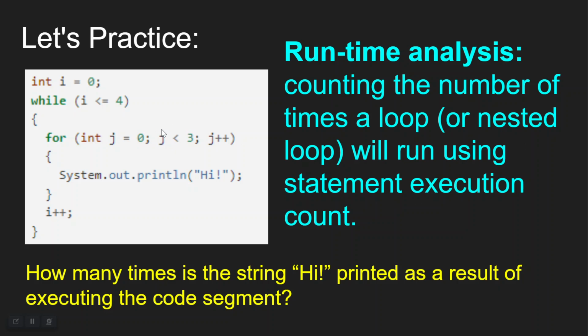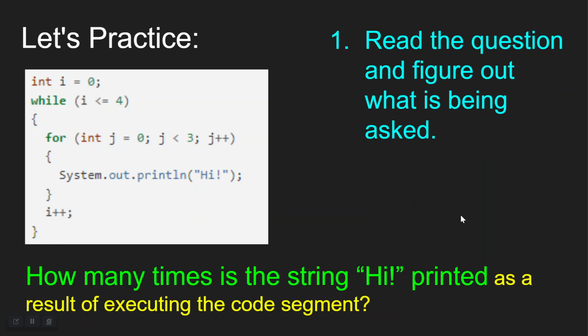Sometimes we might have nested loops, and if we have nested loops, again, we're just basically counting how many times this loop is going to run, how many times that loop is going to run. This is what's called runtime analysis. Anyways, we read through our question and figure out what's being asked. Again, we just need to know how many times "high" is going to be printed.